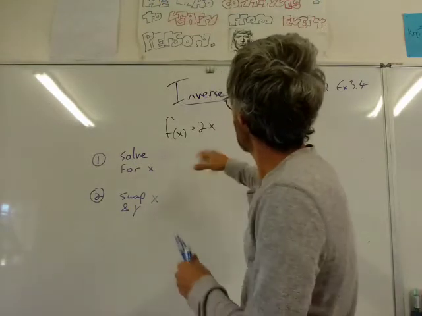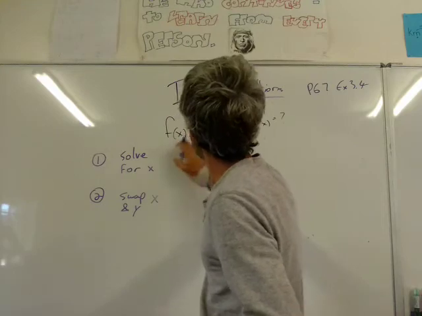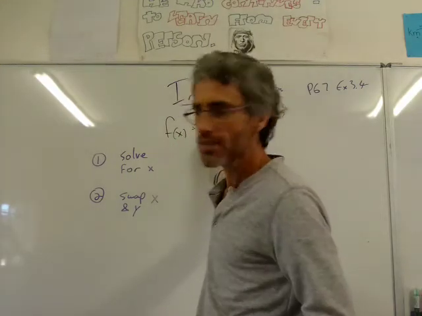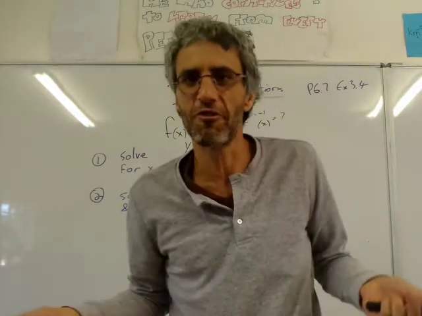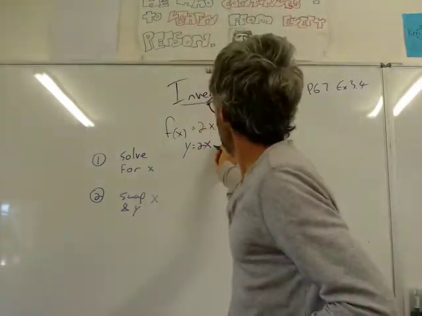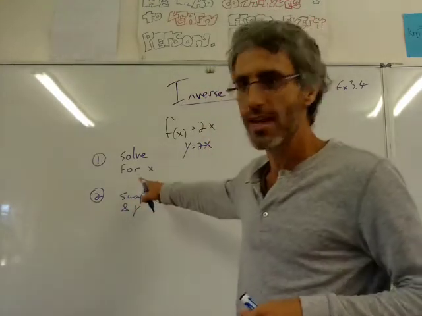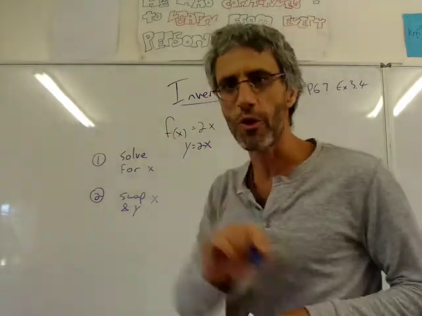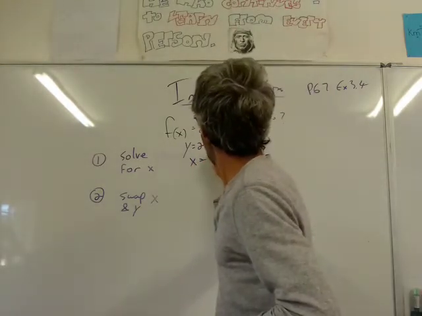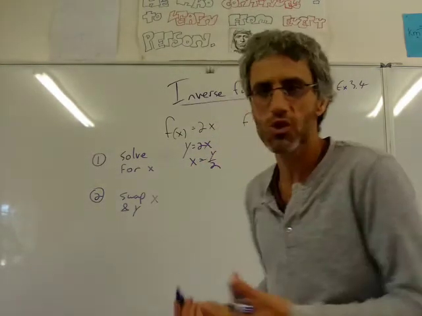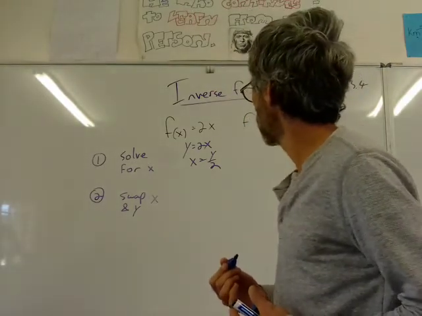So before even the first step, just write f of x equals 2x as y equals 2x, right? Just another way of writing f of x. So an x value will give you a certain y value. Now, the first step, as you can see, says solve for x. Okay, no problem. So I'm going to write x equals y over 2. So that looks like a different function, y over 2.